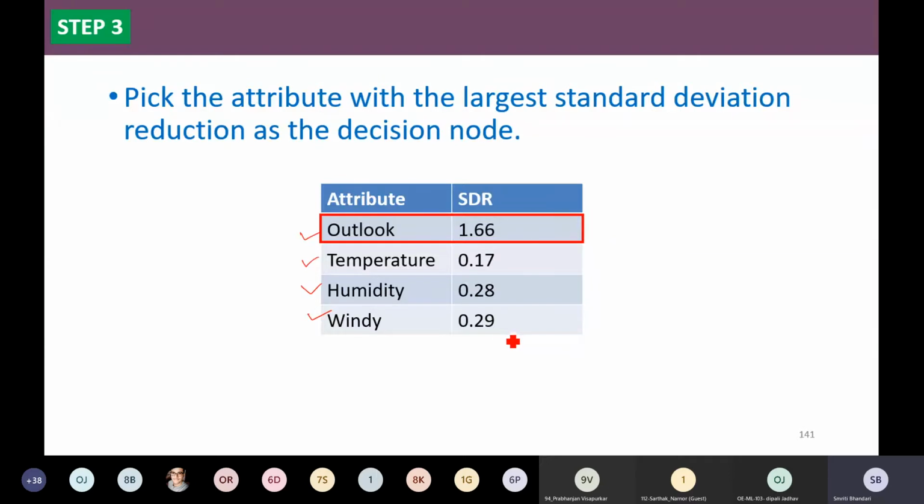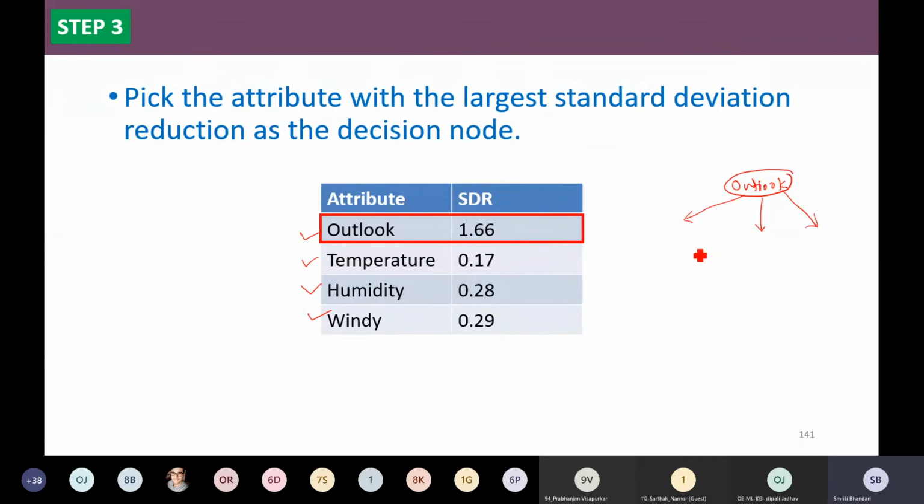So we are going to pick the attribute with the largest standard deviation reduction, the largest SDR value, as the decision node. Here the outlook attribute has the highest SDR value, that is 1.66. So we are going to make use of outlook as our root node. In my decision tree now, outlook becomes my root node.